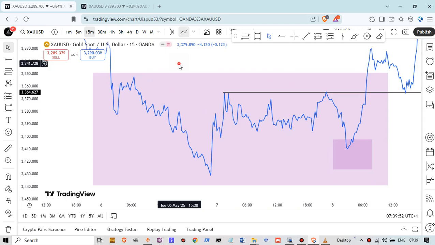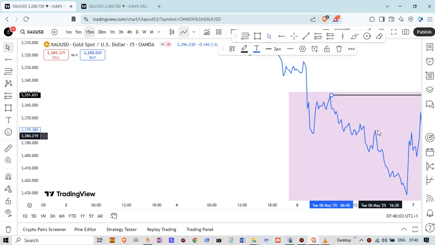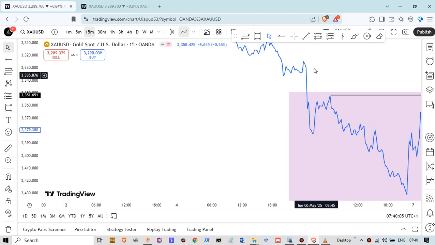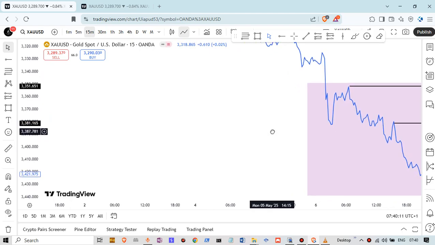Also, if I was to take this trade, let's say I was here at this point in time, I would put my line here and another line here, because these are the major highs, the major lower highs.